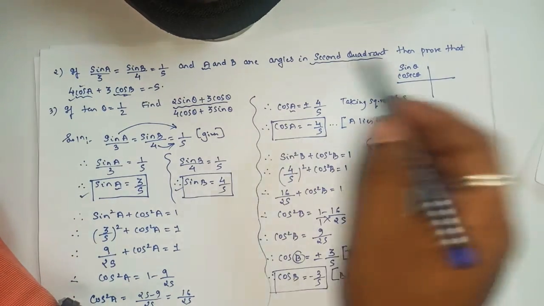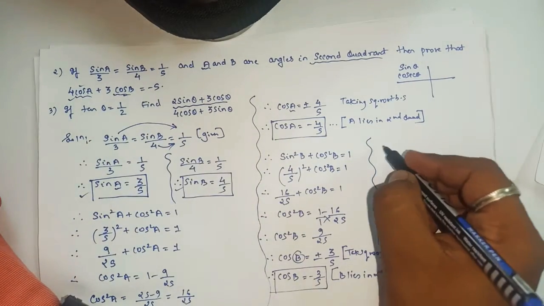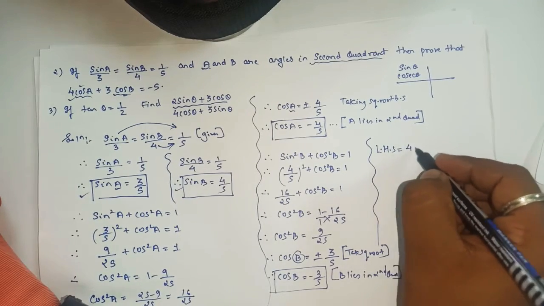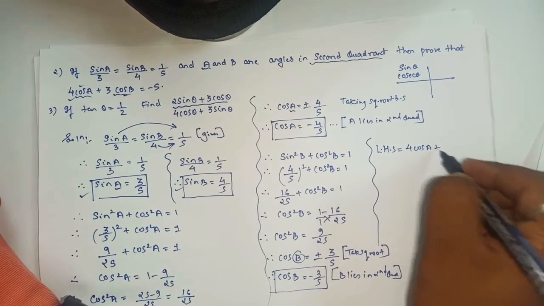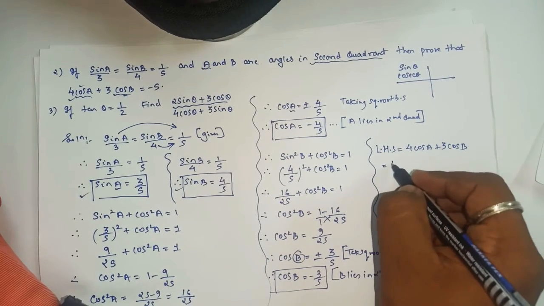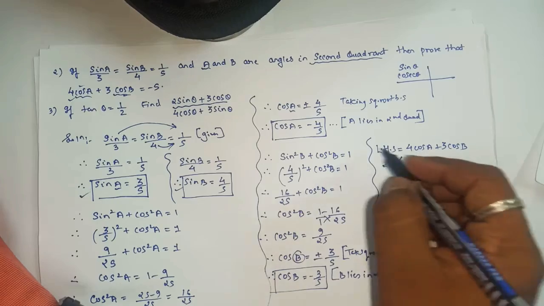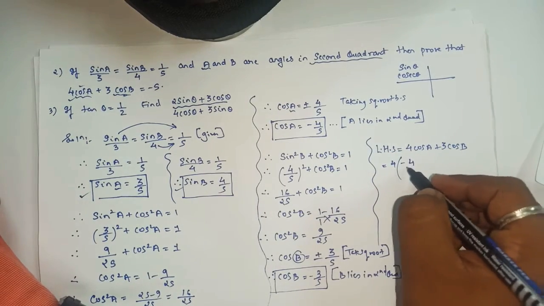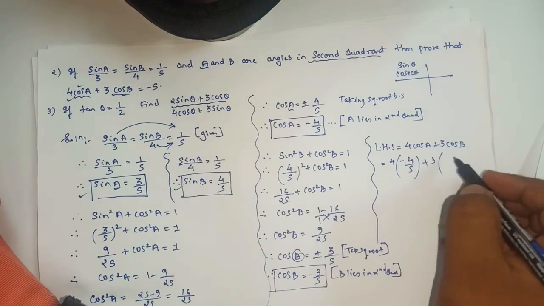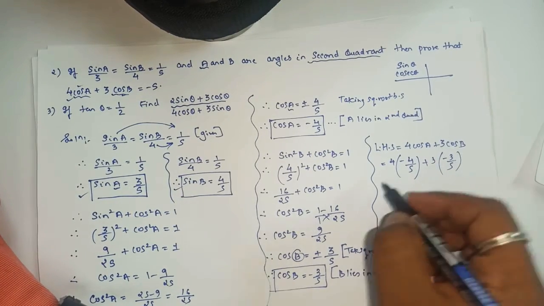Now we have to prove that the left hand side is equal to the right hand side. So here we'll consider the left hand side, that is 4 cos A plus 3 cos B. Simply we'll substitute the value of cos A and cos B. This is minus 4 upon 5. 3 cos B is what? Minus 3 upon 5.